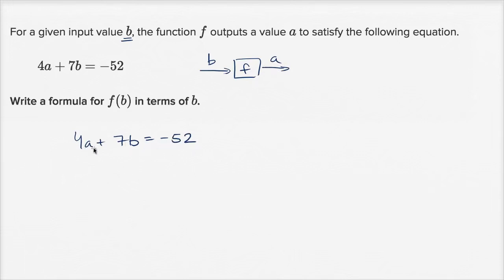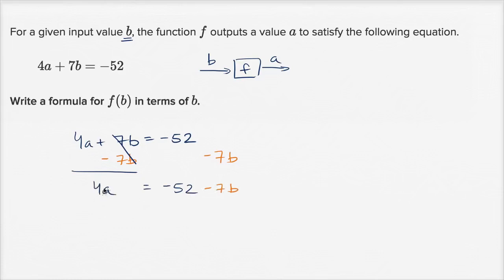So let's solve for a. I want just an a left over on the left-hand side, and everything else on the right-hand side, including the b's. So let's get rid of the 7b on the left-hand side by subtracting 7b. Of course, I want to do that to both sides; I can't do an operation on only one side. The 7b's add up to 0, 7b minus 7b, and we are left with 4a is equal to negative 52 minus 7b.